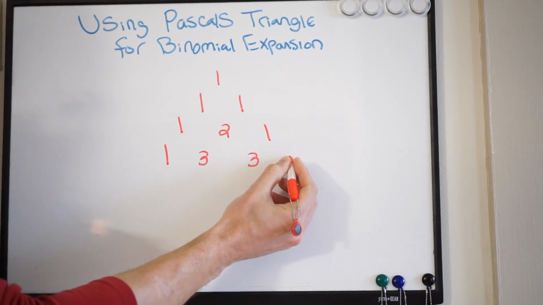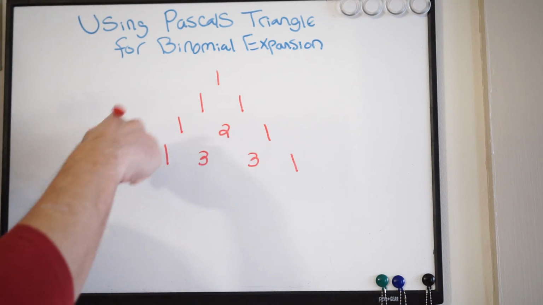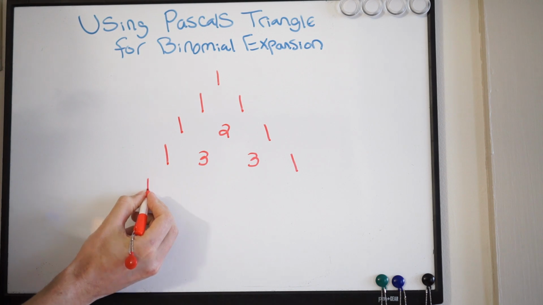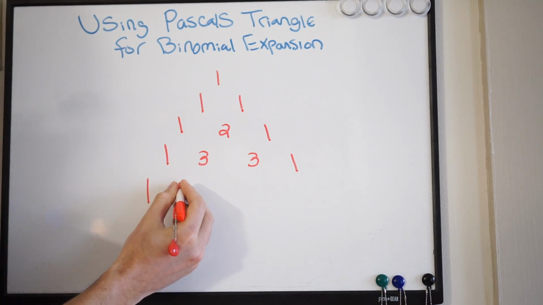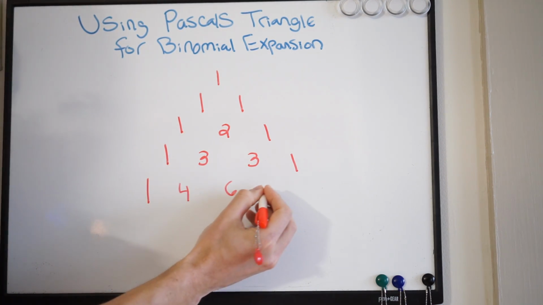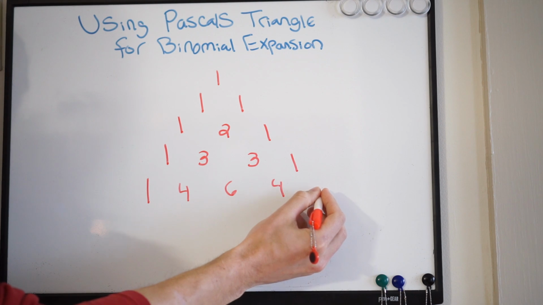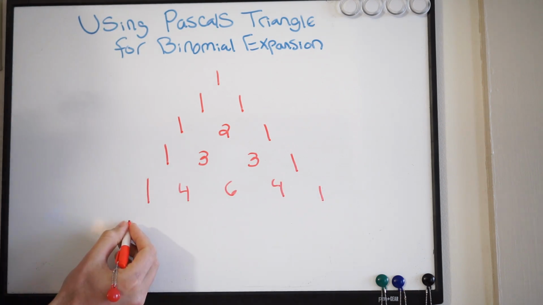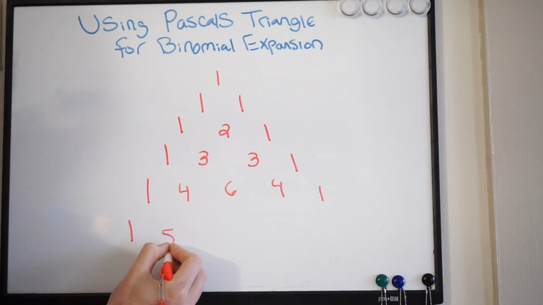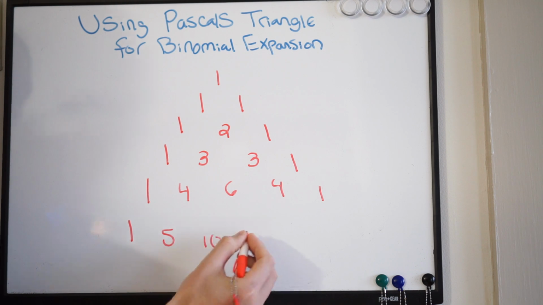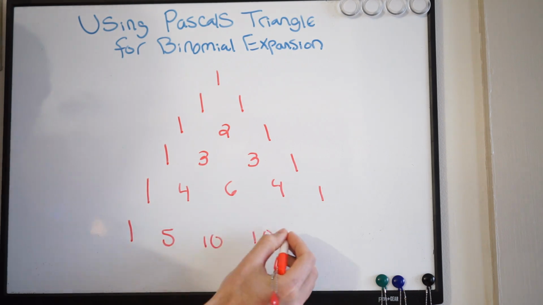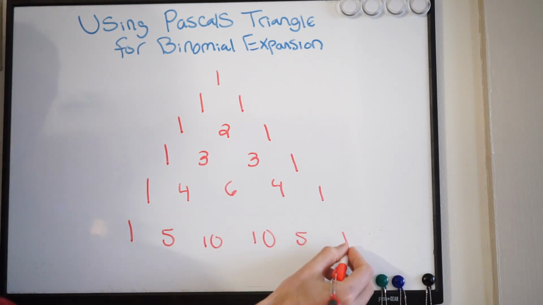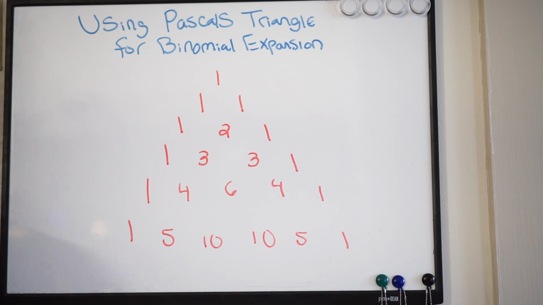And then again, write a 1 on the outside. Go down a row. Write a 1 on the outside. 1 plus 3 is 4. 6, 4. So you can see the pattern. This is beginning to take shape, right? And you can do this as long as you want. Okay, we'll stop here.